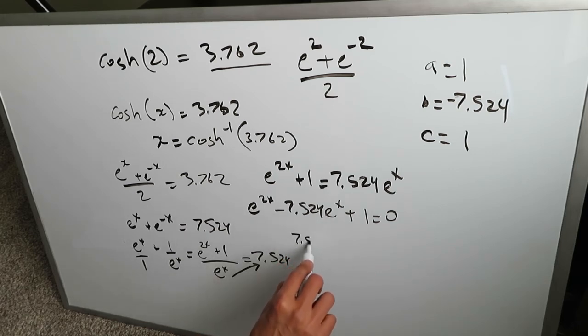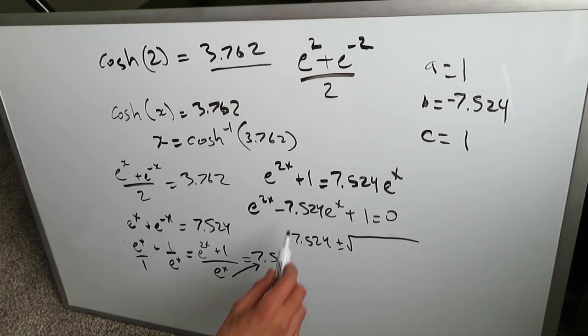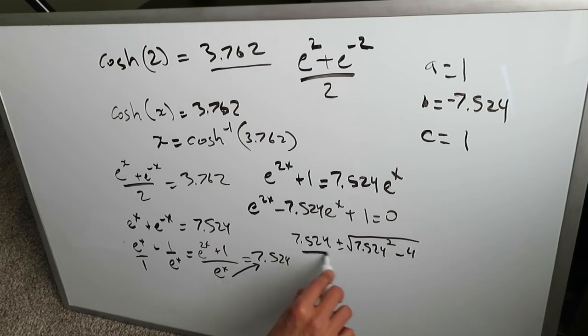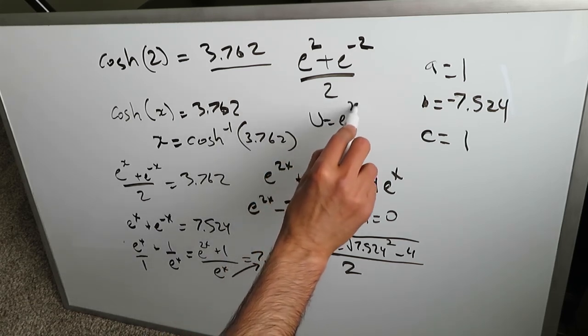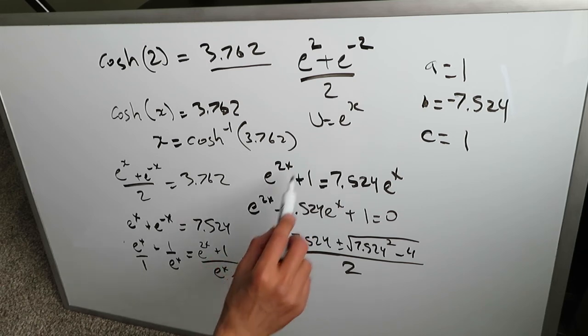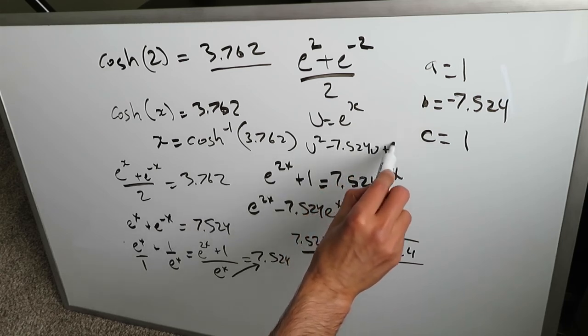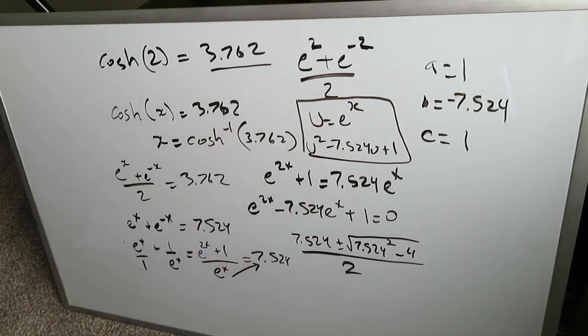You'll get a positive 7.524 plus or minus the square root of 7.524 squared minus 4ac, which gives you minus 4, all divided by 2. You could have done a substitution technique over here, where you say u is equal to e to the x. You could have converted all this into u squared minus 7.524u plus 1. I'm only showing you this part in case you couldn't visualize this in your head. You could have done this technique. Let's calculate this to get our two answers.